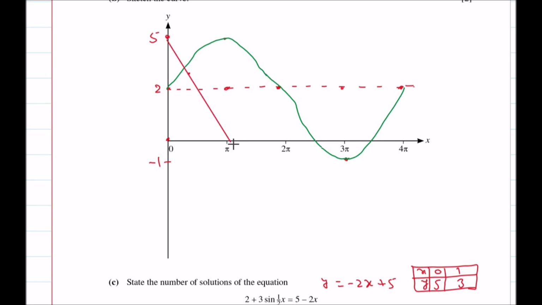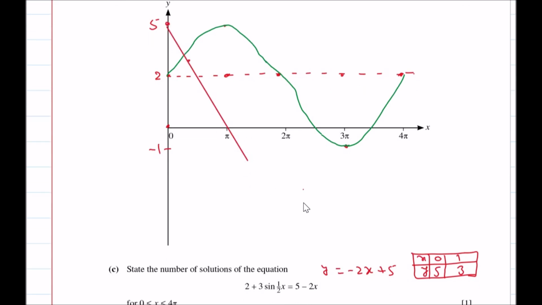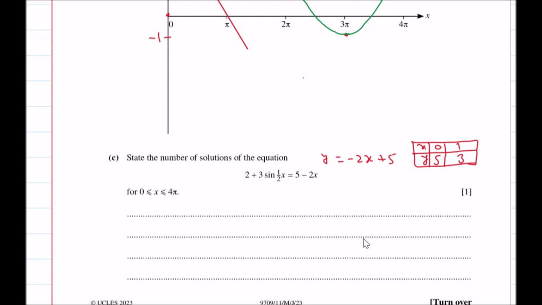and I will check how many solutions we have. So your equation goes like this, and this gives us just one intersection point, so there will be only one solution. So we will write number of solutions equal to 1.